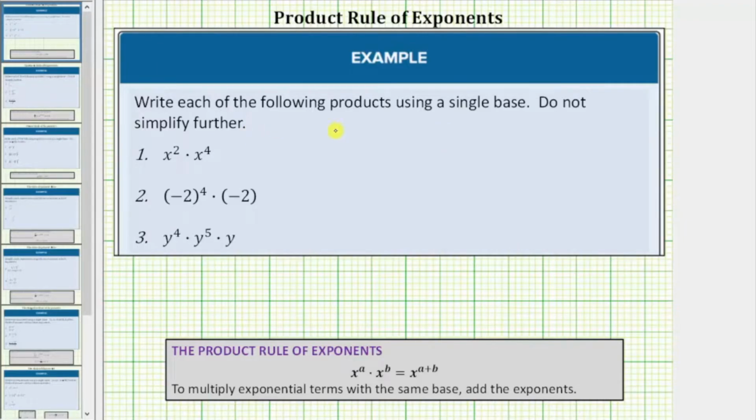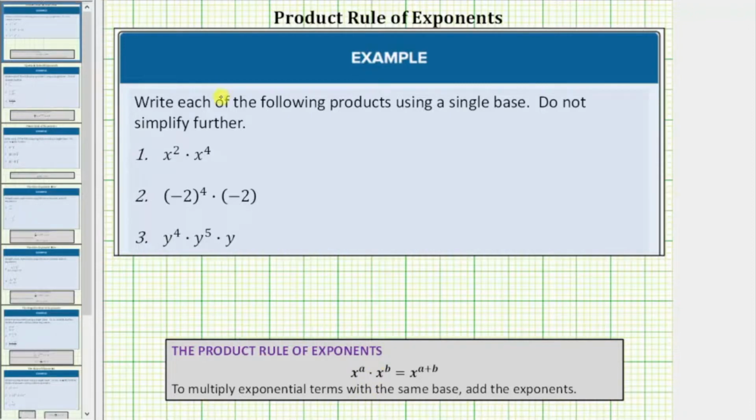Write each of the following products using a single base. Do not simplify further. To determine each product, we will be using the product rule of exponents, which is x raised to the power of a times x raised to the power of b equals x raised to the power of a plus b. This rule is telling us to multiply exponential terms with the same base, we add the exponents. And we'll see why this rule makes sense in just a moment.